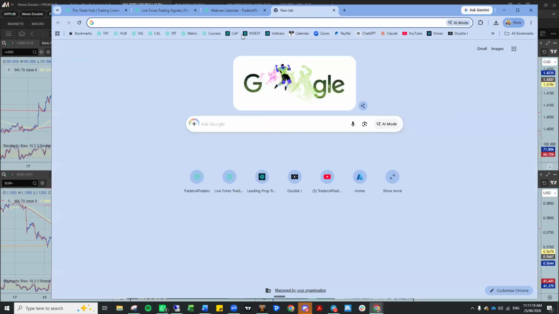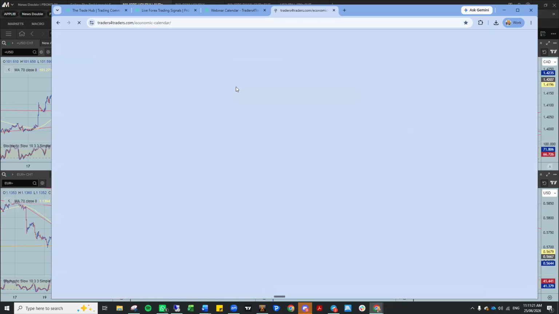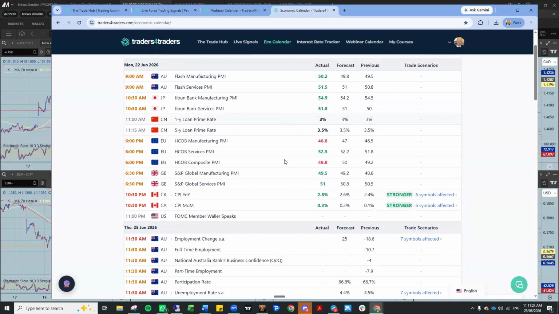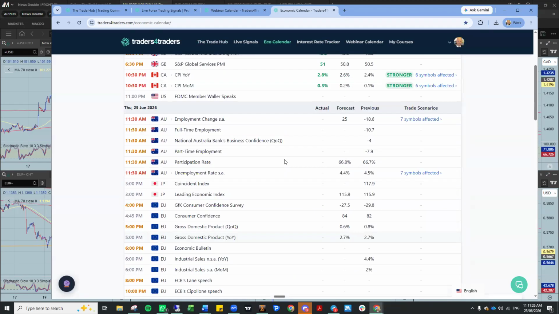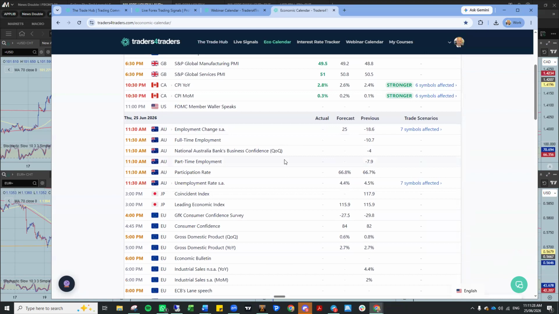Come into the calendar, right? Get the calendar up and start to piece together where the next opportunity is. Okay, coming into Thursday, we've got Aussie employment numbers. That could be the catalyst for the move down.